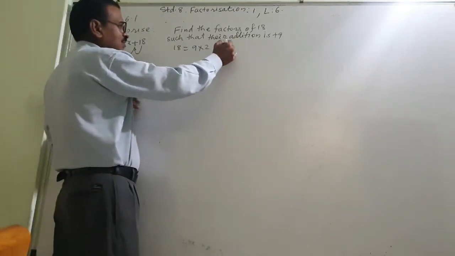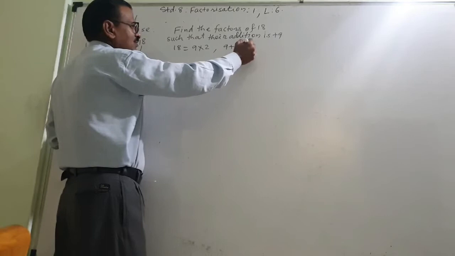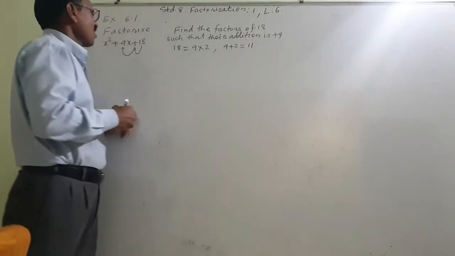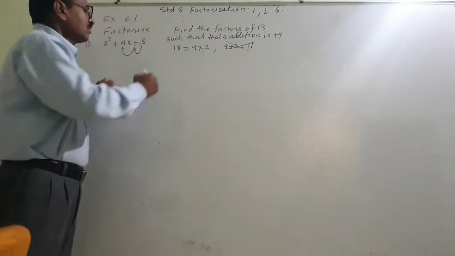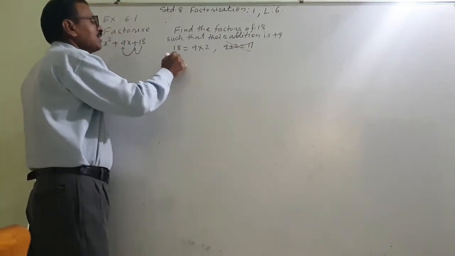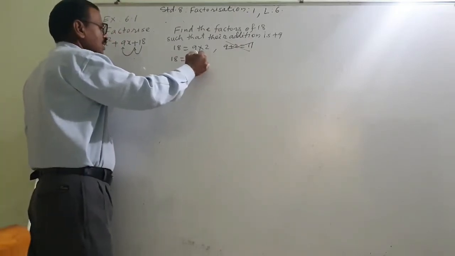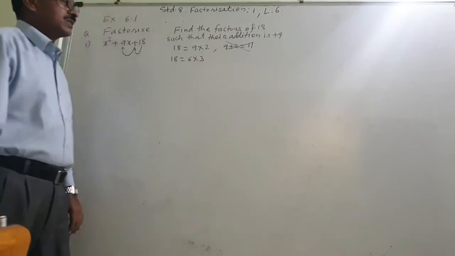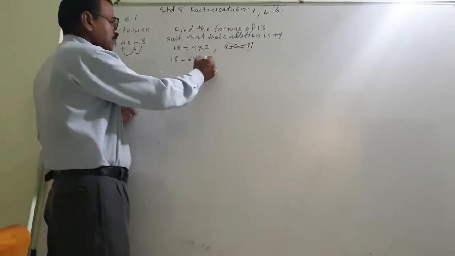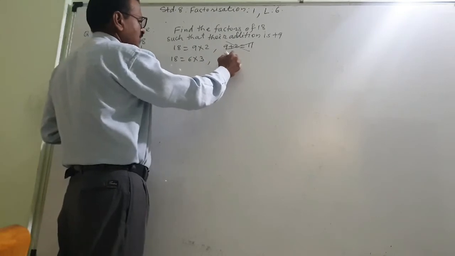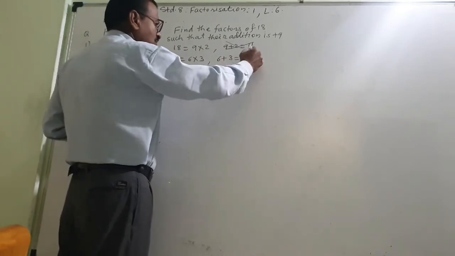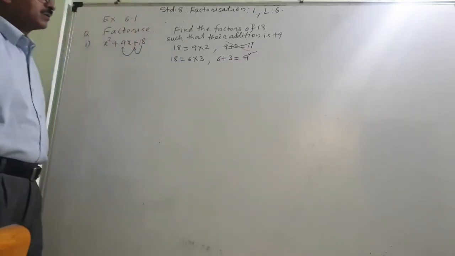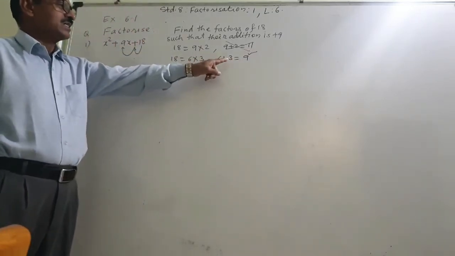So if I take the factors of 18, 18 is equal to 9 into 2. 9 plus 2 is equal to how much? 9 plus 2 is equal to 11. But how much do I want? 9. So this is not it. If I take 18 is equal to 6 into 3, 6 plus 3 is equal to 9. So this is what I wanted. This is 6 and this is 3.